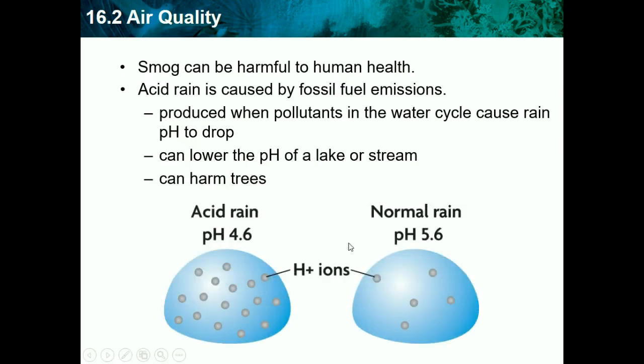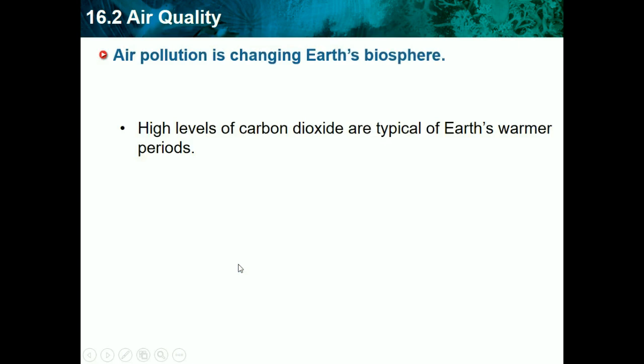So normal rain is usually 5.6, and acid rain has a pH of 4.6. The pH of a neutral substance like water should be 7, but our normal rain is already a little acidic, and it's just going to become more acidic at 4.6.